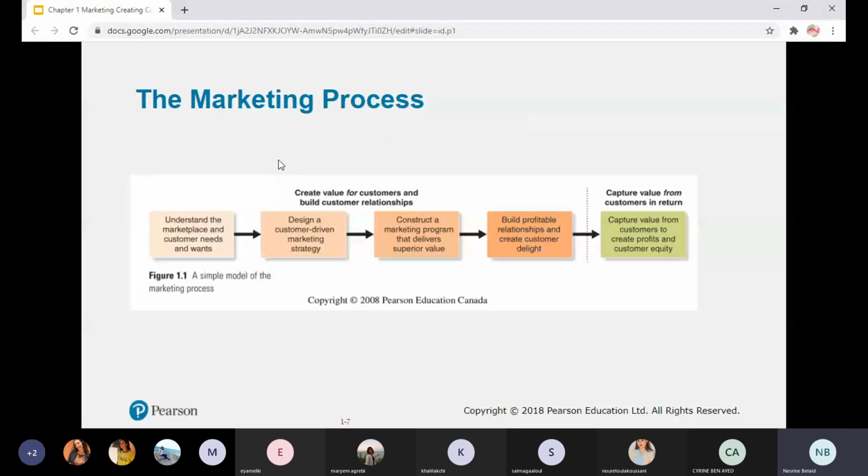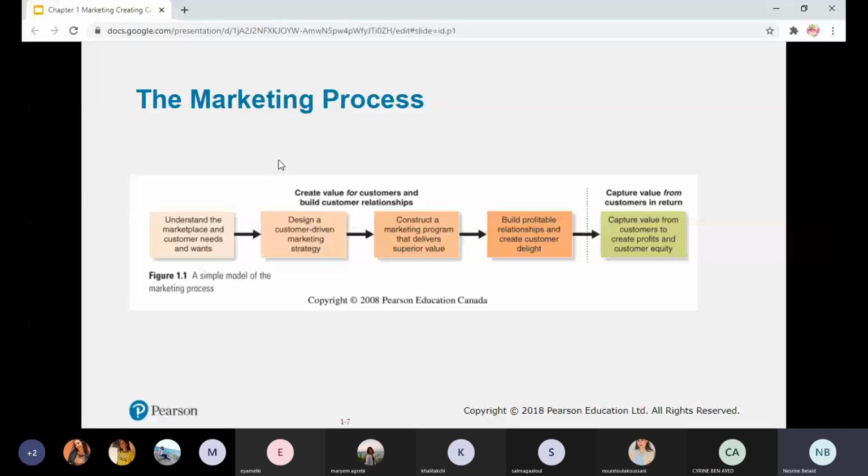Then we paid attention to the marketing process, which has 5 steps. The first step is to understand the marketplace and customer needs and wants. Then we design a customer-driven marketing strategy. After that, we construct a marketing program that delivers superior value. And then we build profitable relationships and create customer delight.